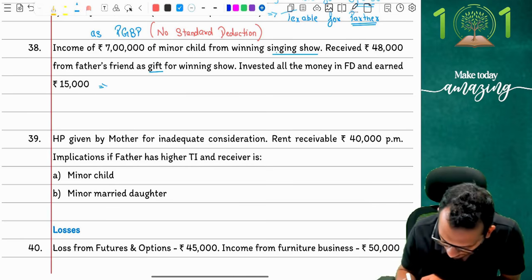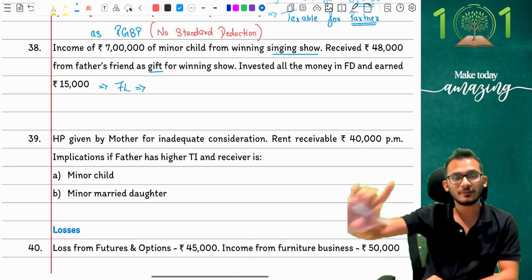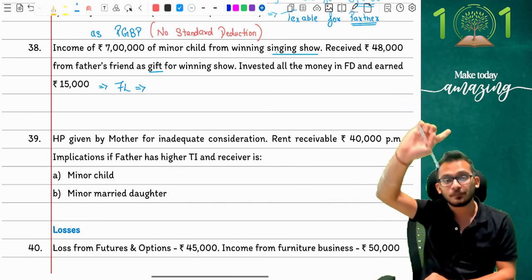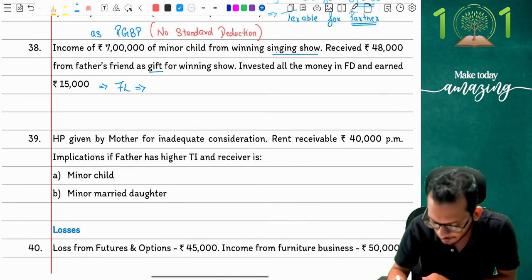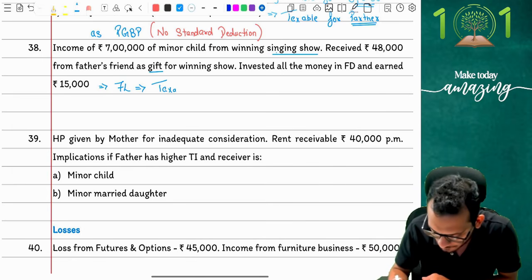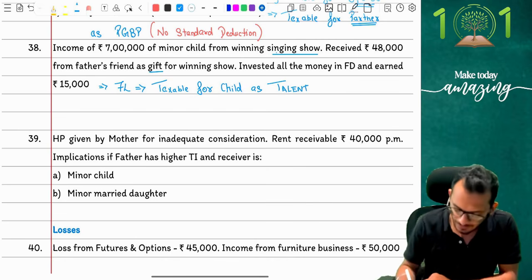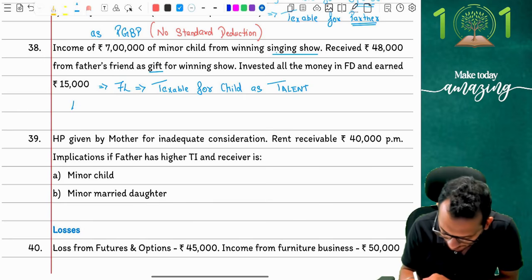First, the amount of rupees 7 lakhs. The 7 lakhs logically should have been taxable for the parent. But here, the money is coming from a singing show, and a singing show is skill and talent, and therefore this is taxable for the child itself. This is taxable for the child itself because it is coming out of talent. Correct, not correct? Great.